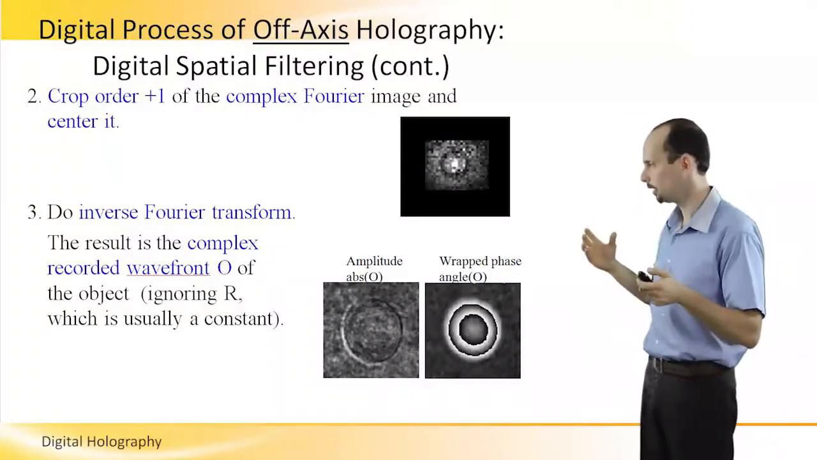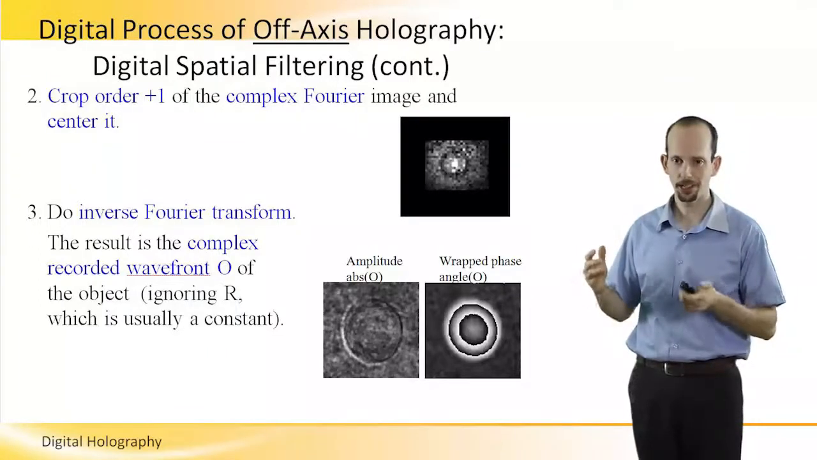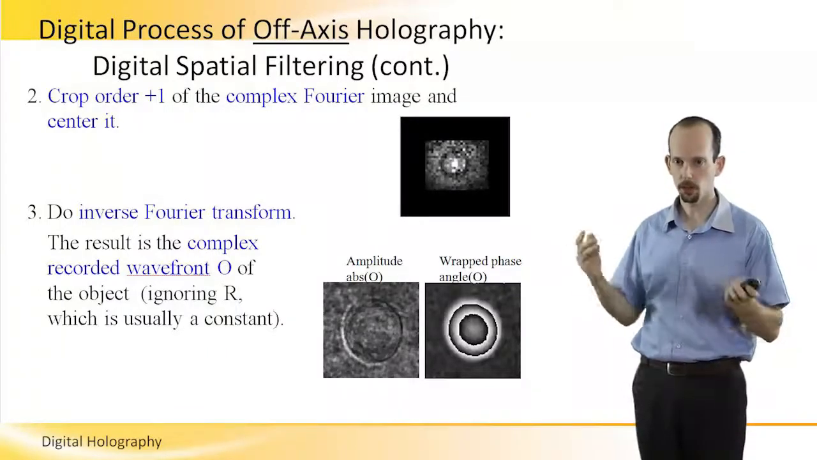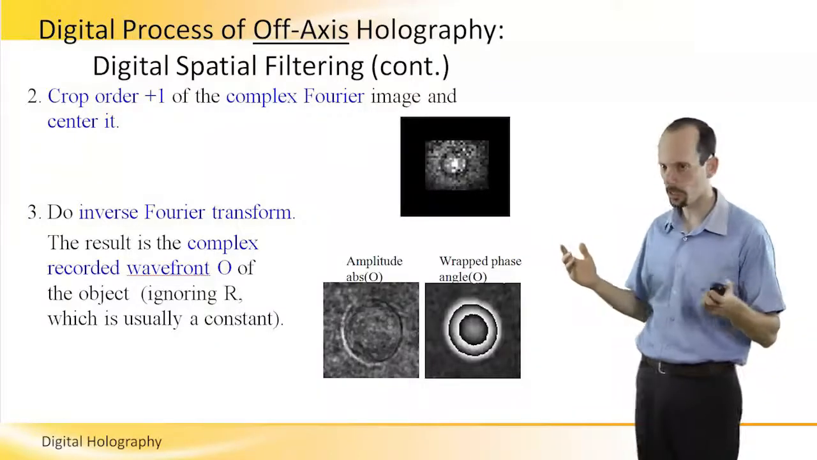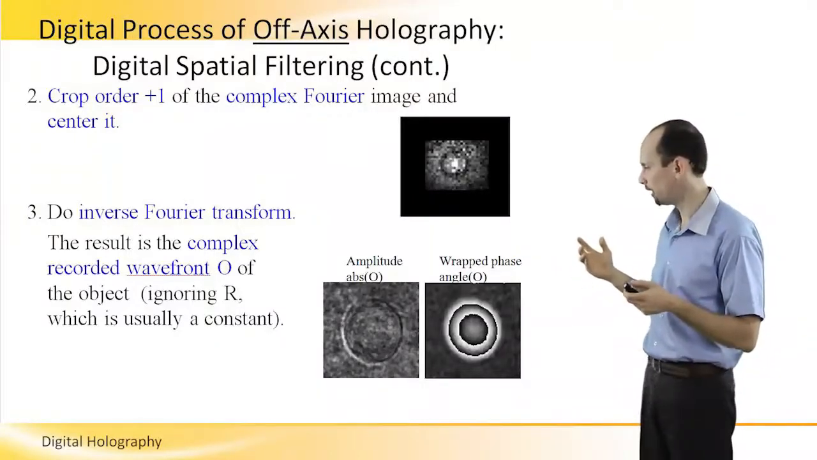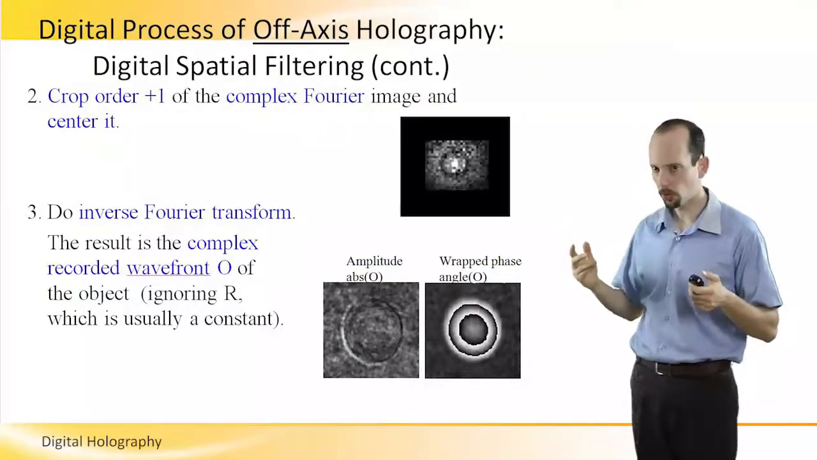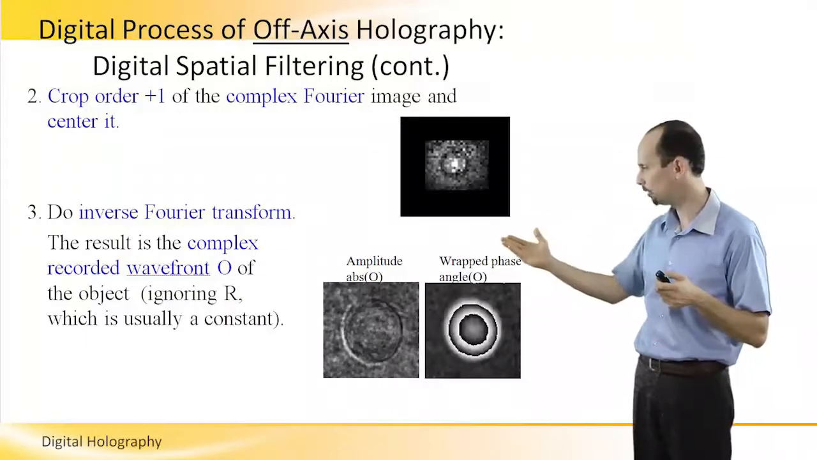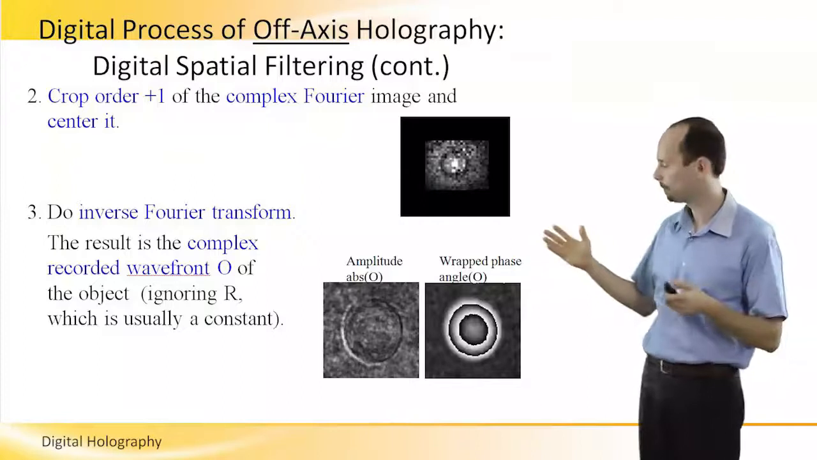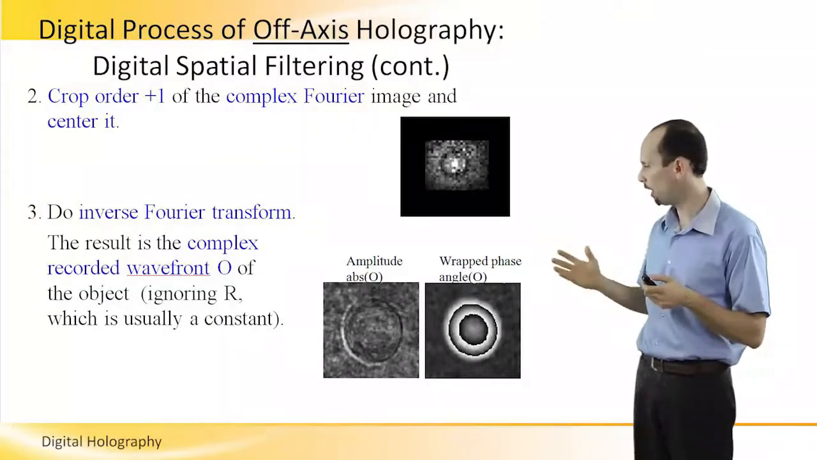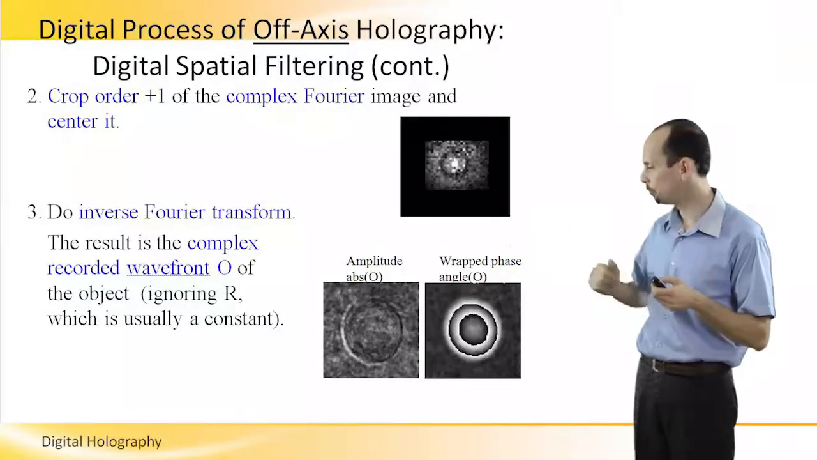And then I'm getting O multiplied by R squared, where usually I can ignore R because it is usually a constant, it is usually a plane wave that didn't interact with the object, and therefore I'm getting a complex wavefront O which contains an amplitude. Absolute O might look like the edges of the bead because the bead is transparent, and the phase of the object, which is the argument or the angle of O, might look like that.